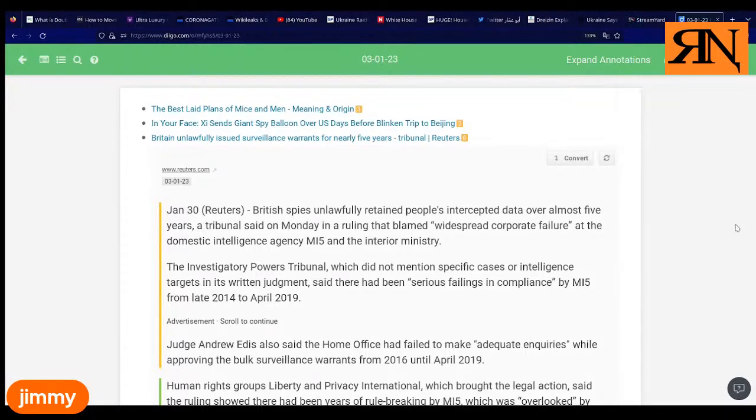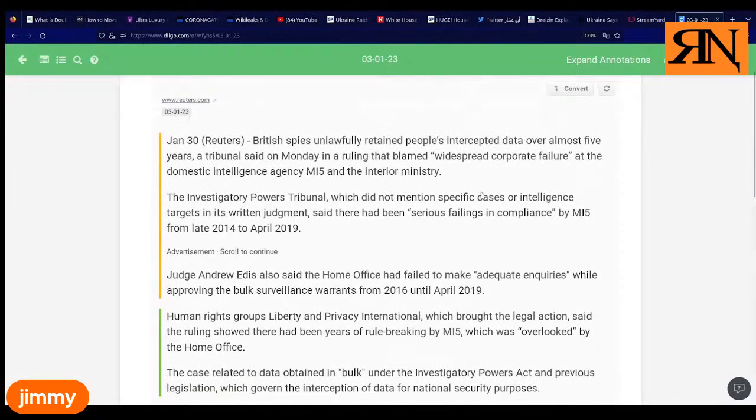So this is an article coming from Reuters. British spies unlawfully retained people's intercepted data over almost 5 years, the tribunal said on Monday, in a ruling that blamed widespread corporate failure at the domestic intelligence agency, MI5, and the Interior Ministry. Right? A corporate failure, right? Widespread corporate failure. So the corporation, right?